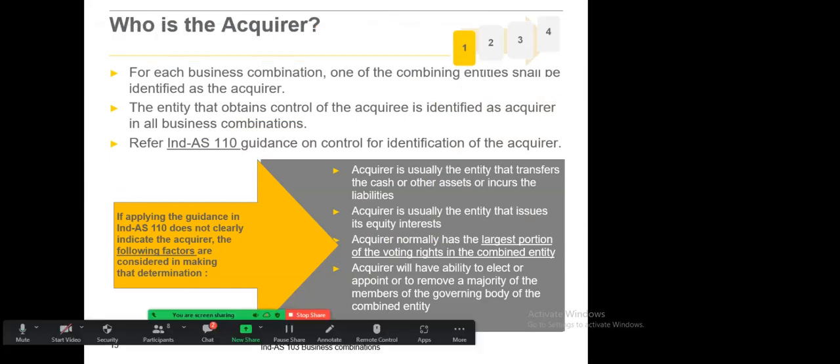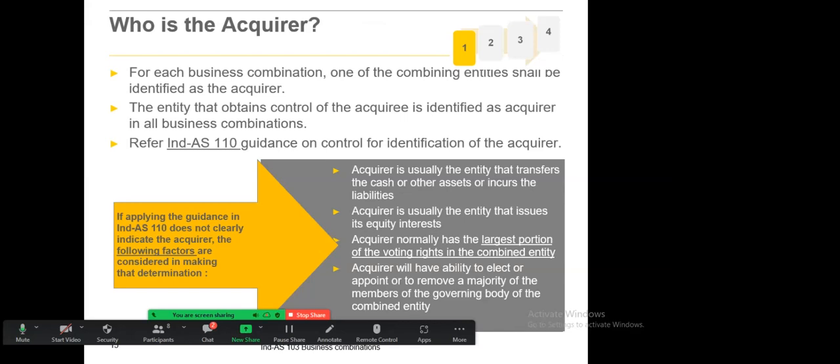For each business combination, one of the combining entities shall be identified as the acquirer. The entity that obtains the control is identified as the acquirer in all business combinations. So that means you need to identify which party is taking the control. That party will be considered as your acquirer. So by control, what can be the case? That party has more than 50% voting right. That party has power to appoint the board of directors.